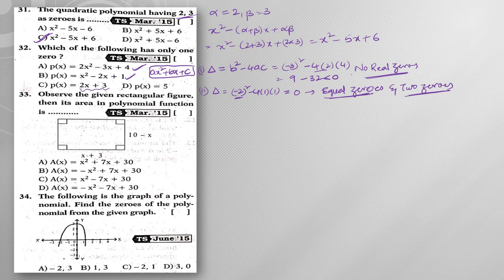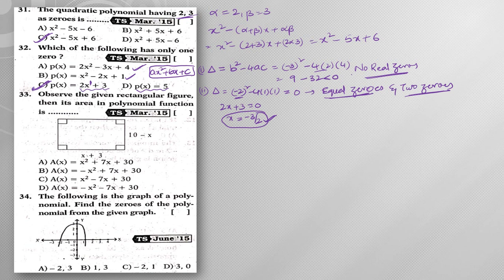Next, p of x is equal to 2x plus 3. Since it is a linear polynomial, it will have only one zero. If we ask you to find out what the zero is, simply make 2x plus 3 equal to 0. From this, x is equal to minus 3 by 2. That means the zero of the given polynomial will be minus 3 by 2. Next, p of x is equal to 5. Since it is a constant polynomial, it will never meet my x-axis. Hence, it has no zeros. From this, we can say option C will be my answer.